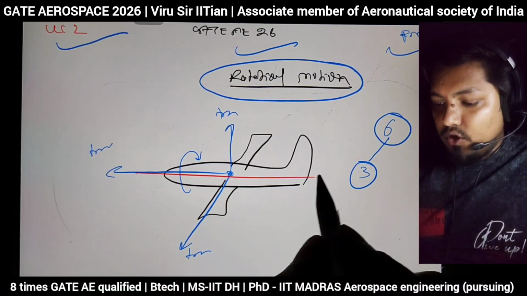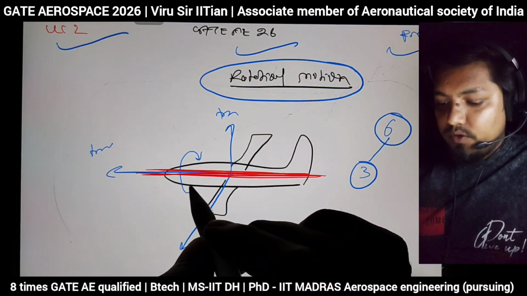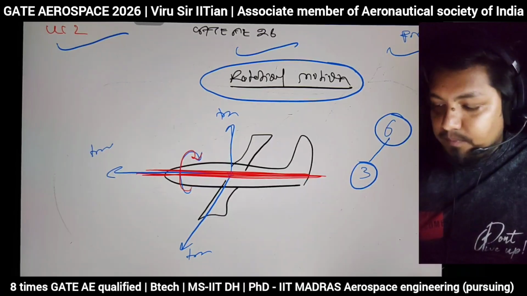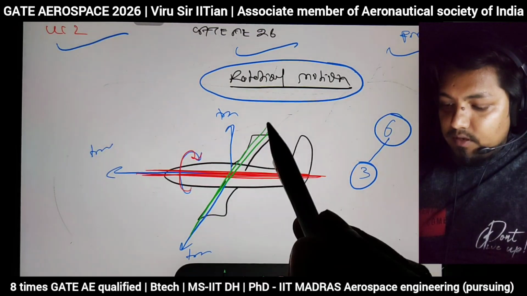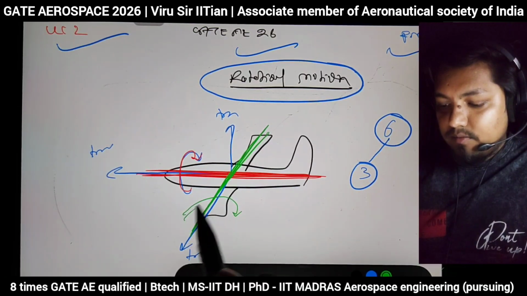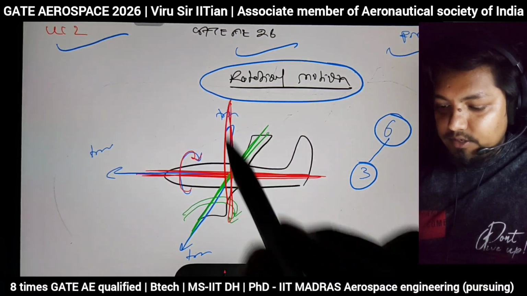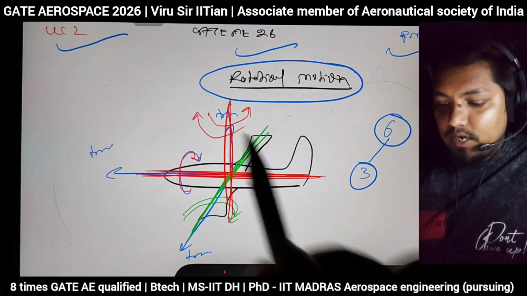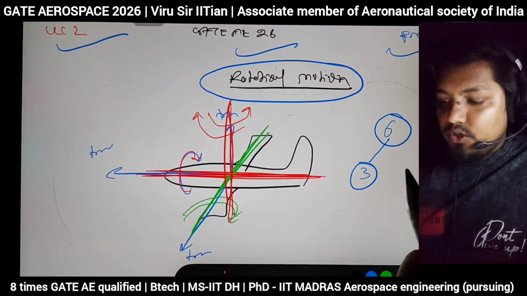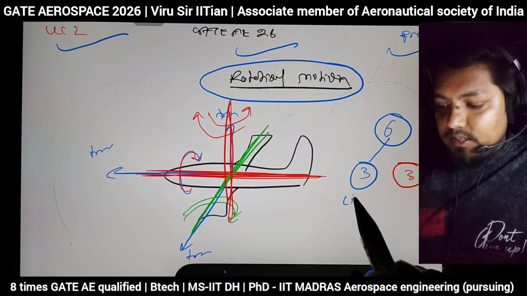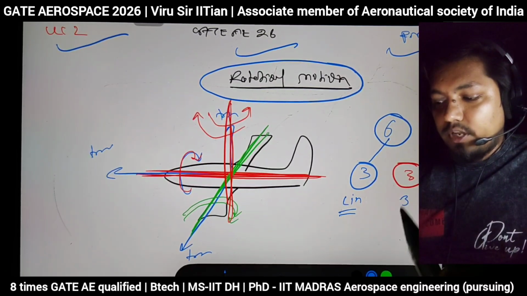This is called the longitudinal axis, so it can rotate about the longitudinal axis. This is called the lateral axis, so it can rotate about the lateral axis. And this is called the directional axis, so the aircraft can rotate about the directional axis. So 3 more: 3 linear motions and 3 rotational motions.